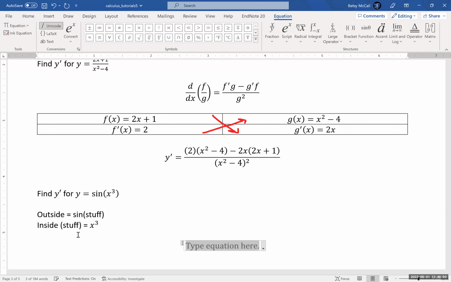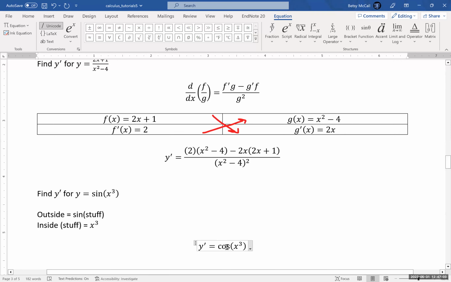So when we take the derivative here, the derivative of sine is cosine, and then we keep the stuff. So the inside portion doesn't change. We only have done the derivative of the sine portion. Sine of something becomes cosine of something. But then, because the something in the middle, the stuff, is not just x, we multiply by the derivative of the inside.